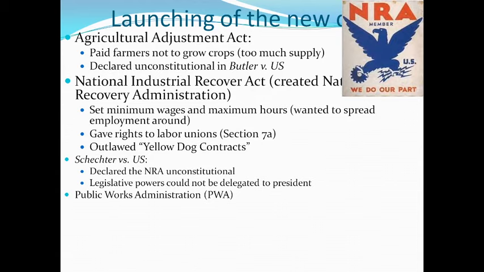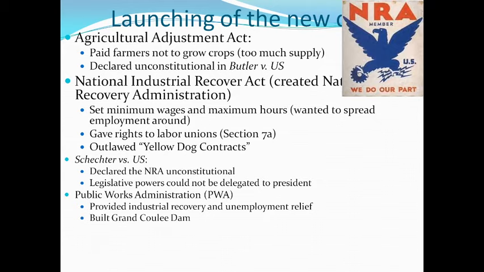Then we have the PWA, or the Public Works Administration. This provided industrial recovery and unemployment relief, which was a bunch of jobs that were put into place solely with the purpose of solving this problem of unemployment. They built the Grand Coulee Dam.